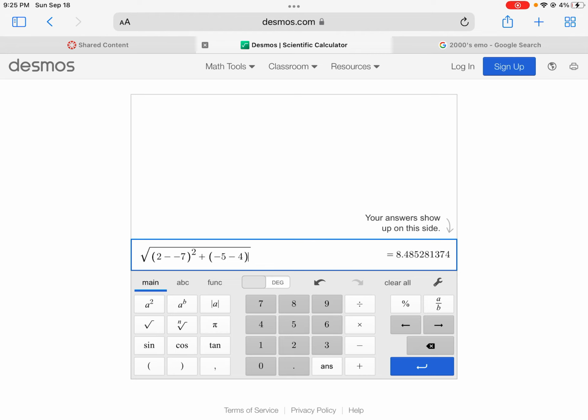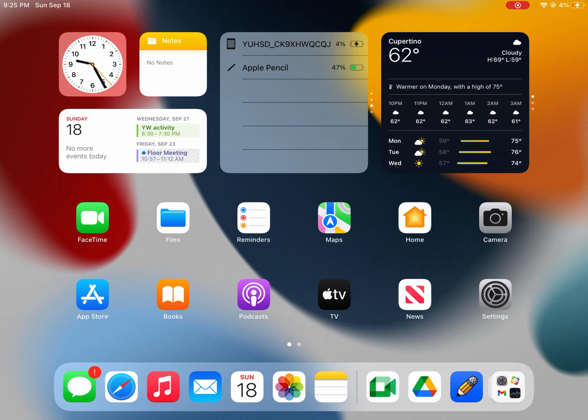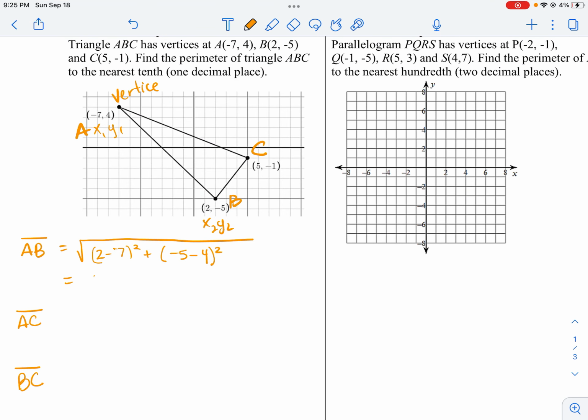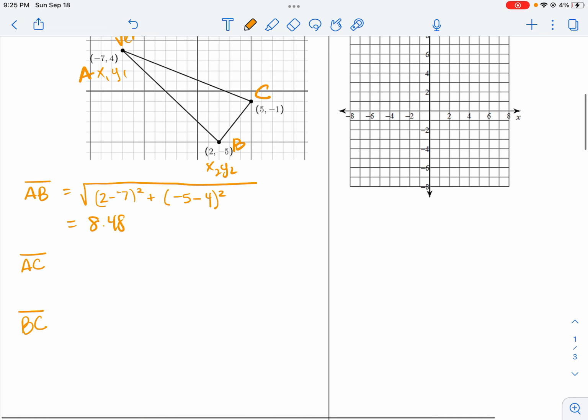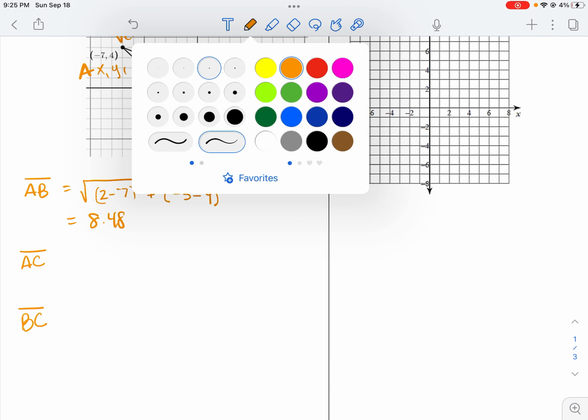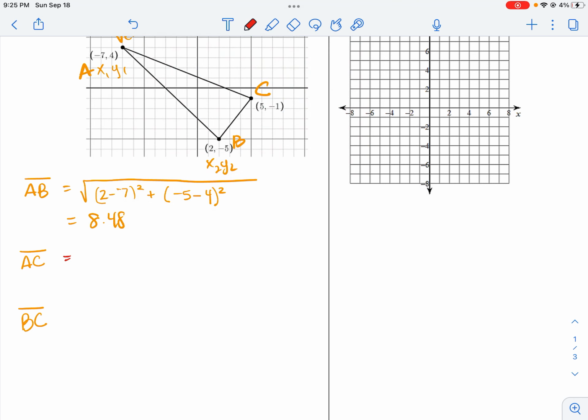And so we're at 8.5 to the nearest tenth. But for this first one, I'm going to put 8.48 because we're going to round when we're all the way done. So we come back here and this is 8.48. For each one, I'm going to do 2 decimal places until I'm finished. So let's change colors, because now we're going to call x1, y1 for A, but this time C is x2, y2.